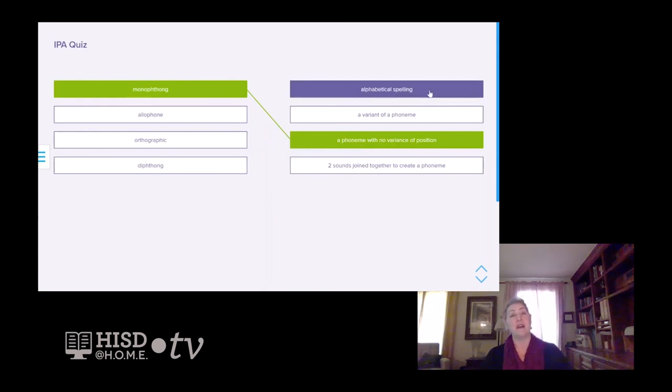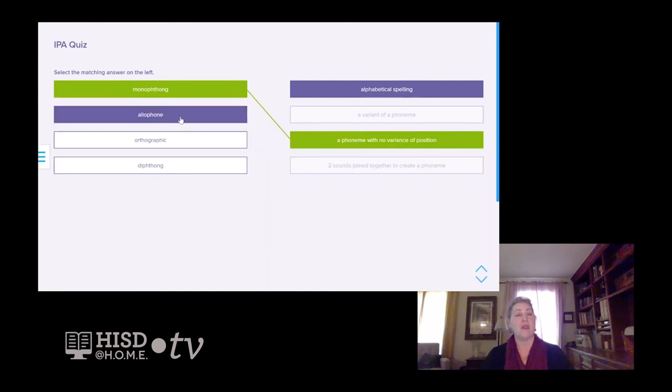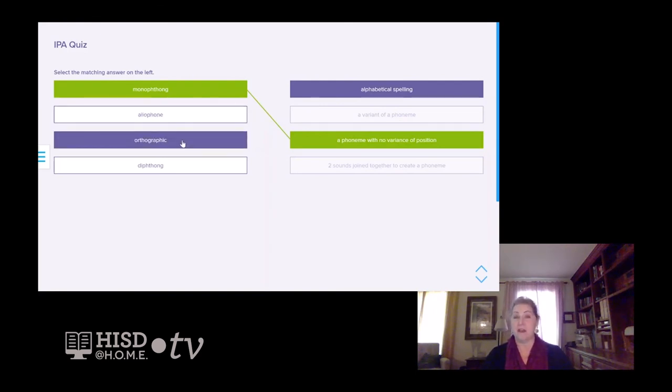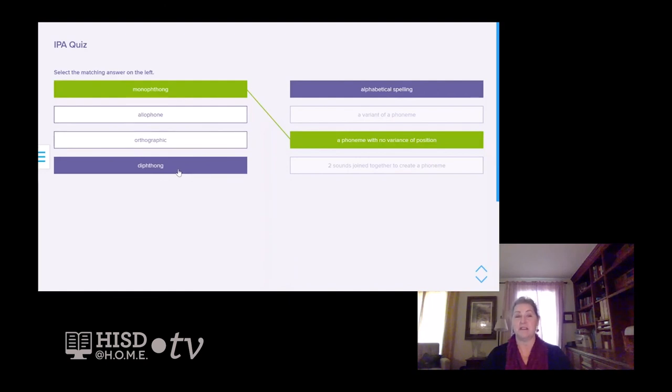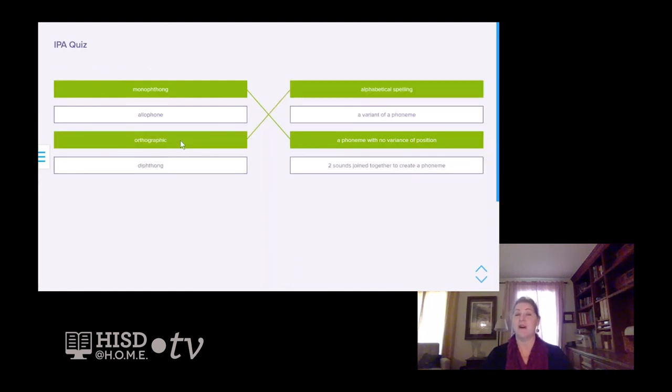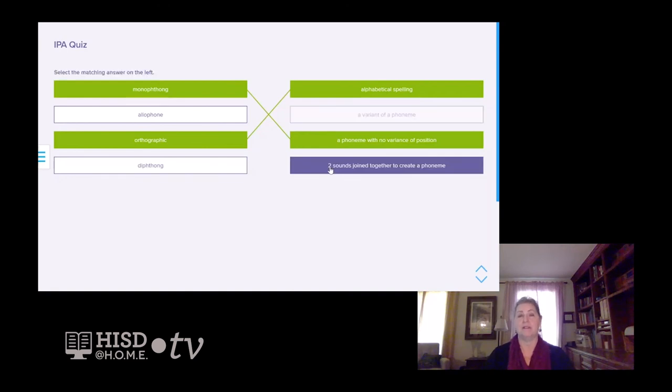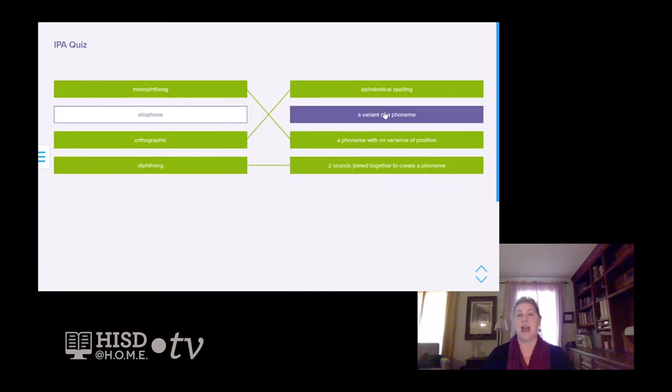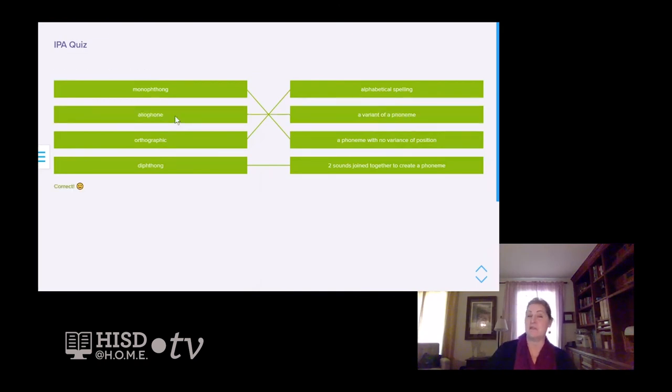All right, let's go over here. Alphabetical spelling. Is it an allophone? Is it an orthographic? Or is it a diphthong? Let's try orthographic. Yes. Diphthong. Di, two. And finally, allophone, a variant of a phoneme. We made a 100.